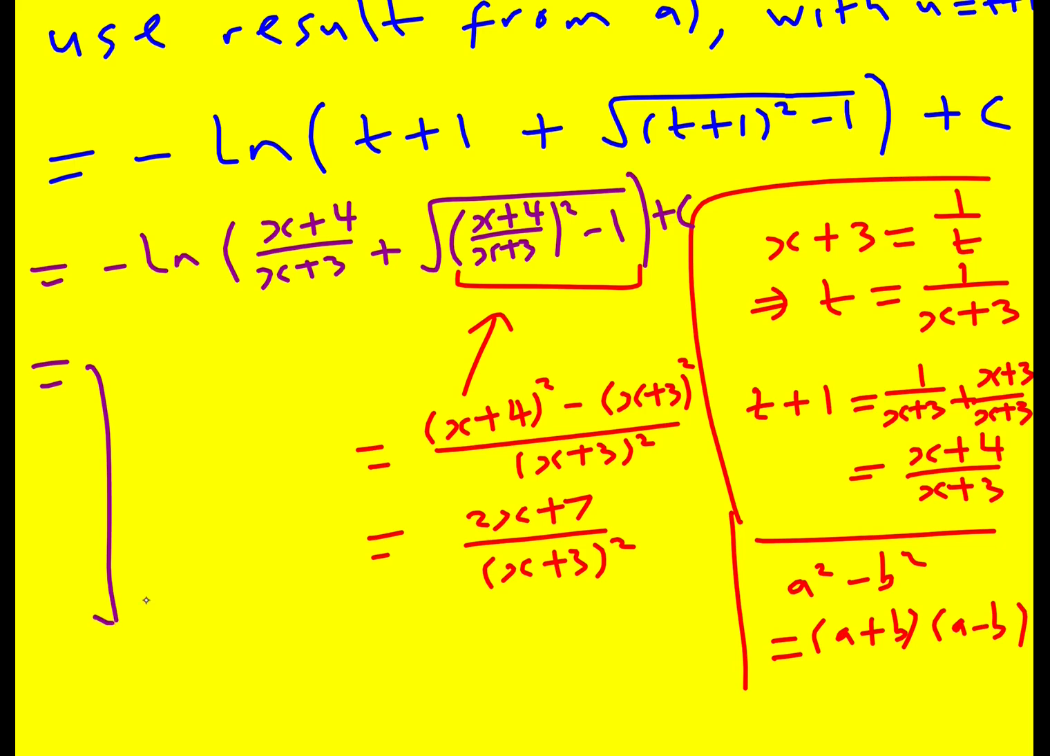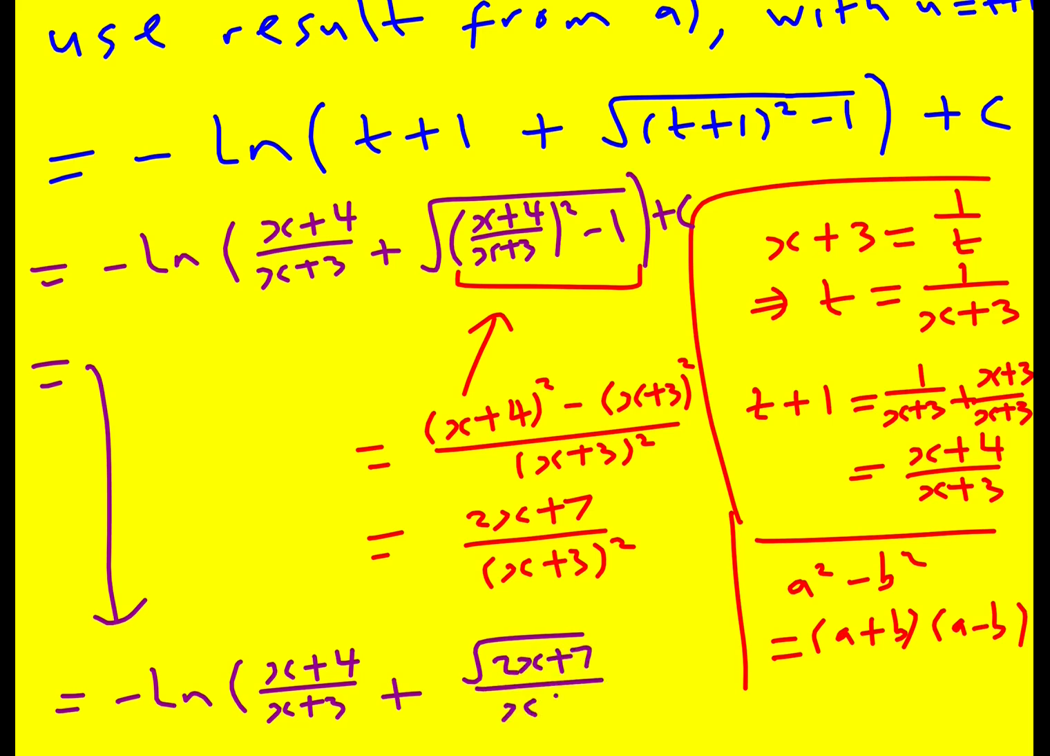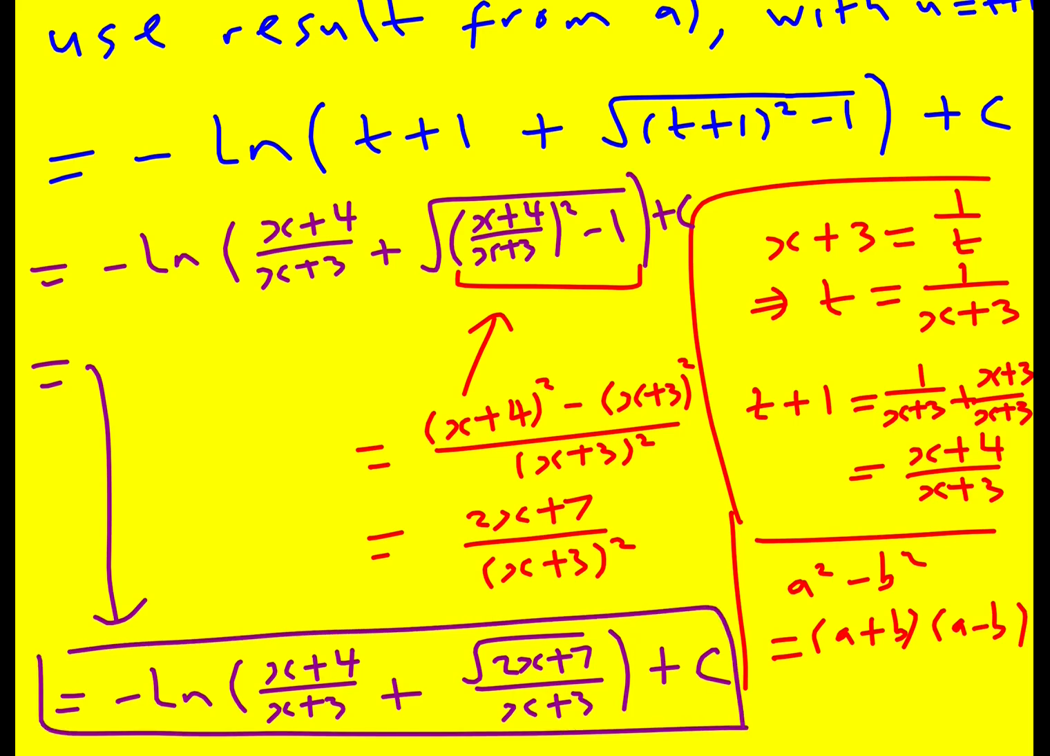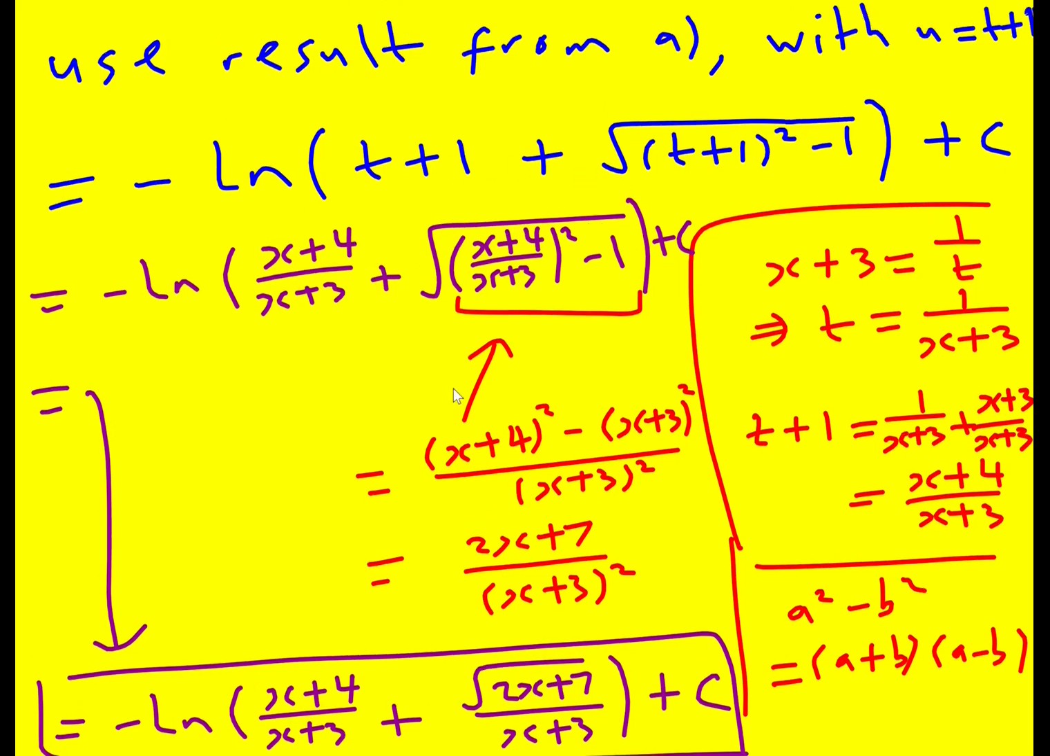But finally, my answer then is going to be minus ln x plus 4 over x plus 3 plus this thing square rooted, which is going to be root 2x plus 7, and I can actually square root the x plus 3 to leave me this. And that is, I'd say, a fully simplified answer, a little bit neater than leaving it like this, and it will be easy to deal with later on.